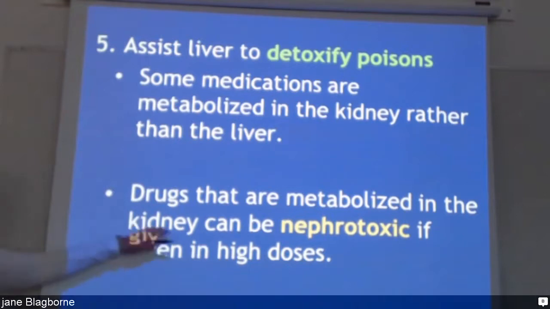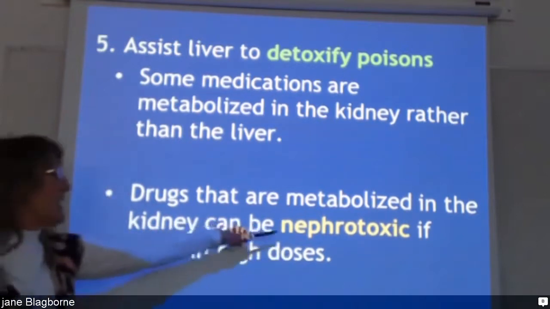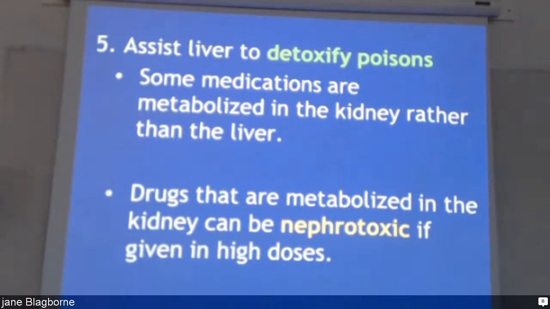There are lots of drugs that can be nephrotoxic, meaning that they can damage the nephrons. Some of your chemo drugs for sure can do that. And I'm trying to think of any other ones that will do that. They're talking in high doses. There's some antibiotics that will do that as well. They do some damage to the kidneys. So when doctors are prescribing medications, that's why they have to be very aware of whether the person's kidney function is good. And we'll talk a little bit about kidney function later on.